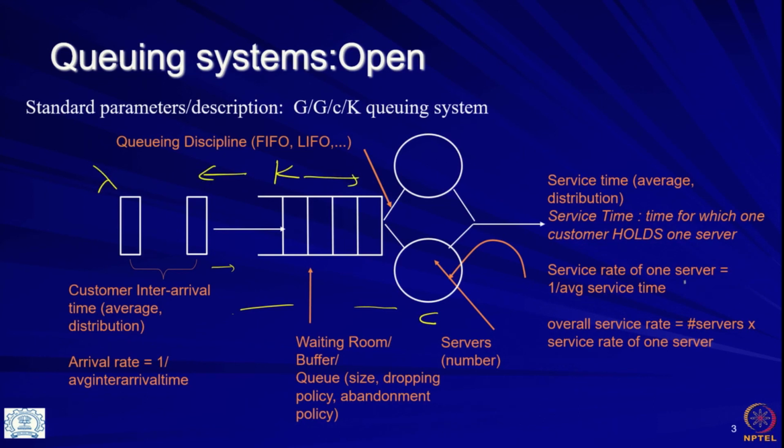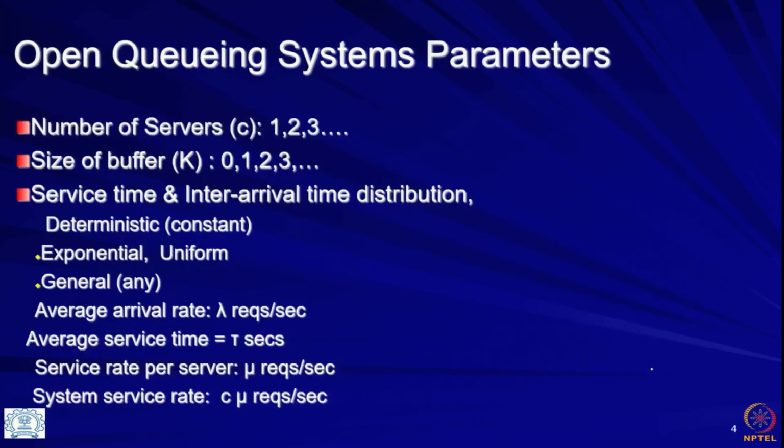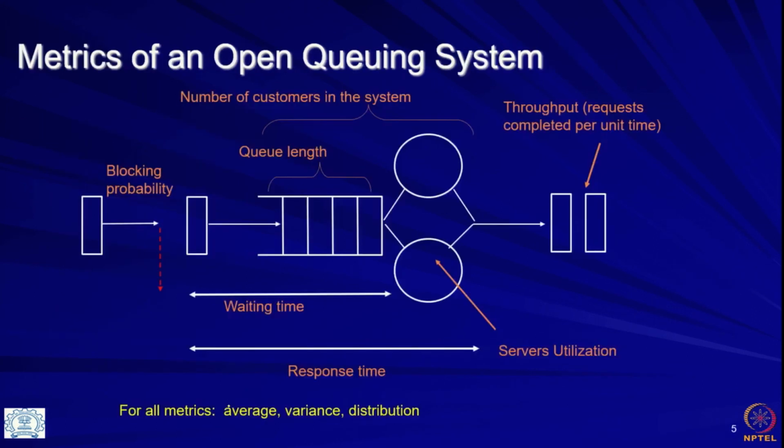This rate here is actually denoted by mu, the average service time is actually denoted by tau, and the overall service rate for this system will be C mu. So, these are all the parameters, right. This slide actually just summarizes that. Again, remember C, K, lambda is the arrival rate, tau is the average service time, mu is the service rate of one server, C mu is the service rate of the whole system.